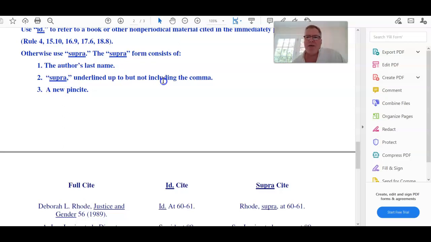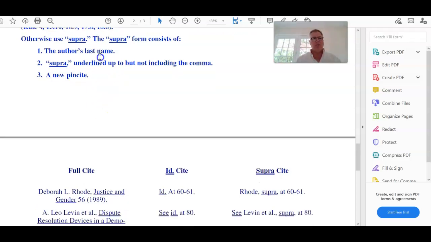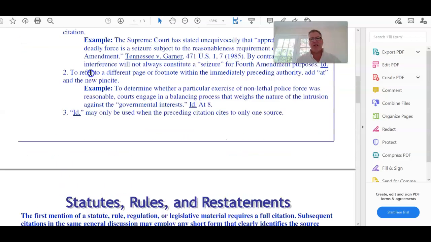So supra always has to be followed, usually we always follow it by a page number, where to find it. Okay. So the proper way to write it would be Garner, comma, supra, italicized, not underlined, at 33 or whatever the page is. Okay. And a new pin site at 33. That's what the new pin site is. Okay. So that's id and supra.